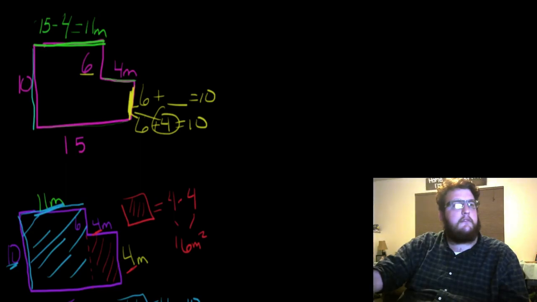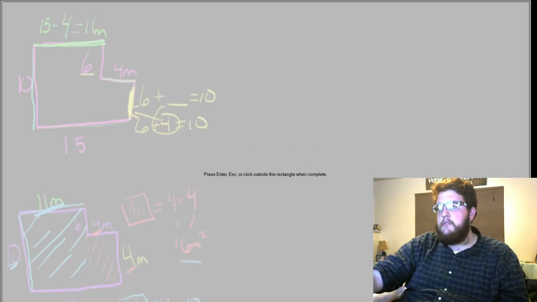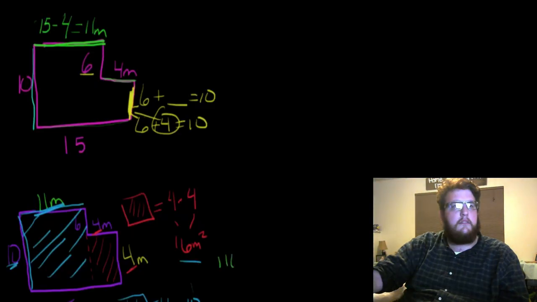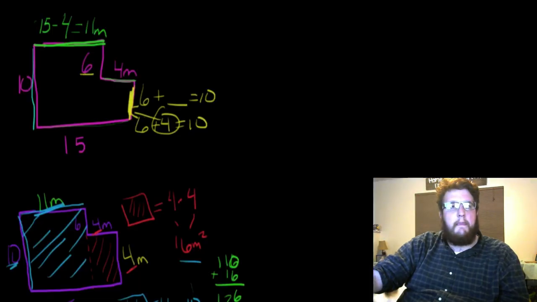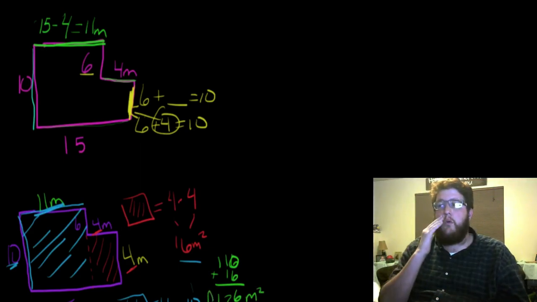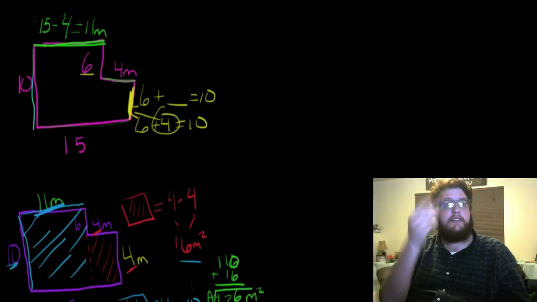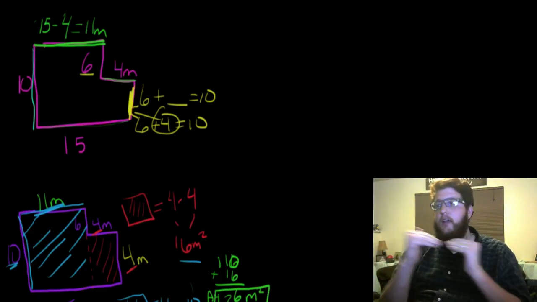Now I can add these two numbers up to find the total area. 110 plus 16. 6 plus 0 is 6. 1 plus 1 is 2. Bring the 1 down. My area is 126 meters squared. And that's the end of number 3.